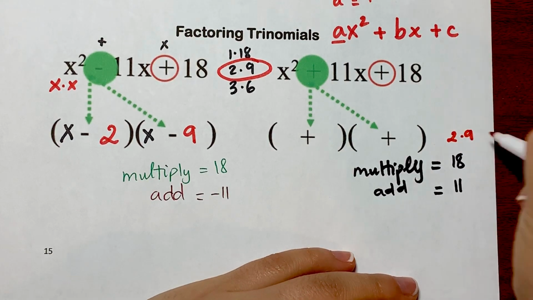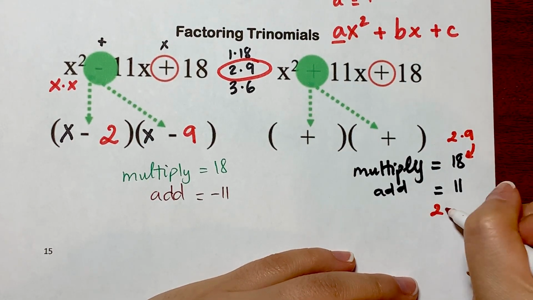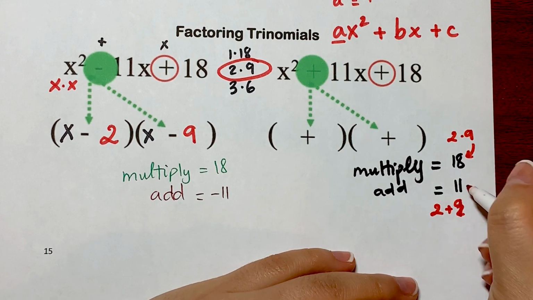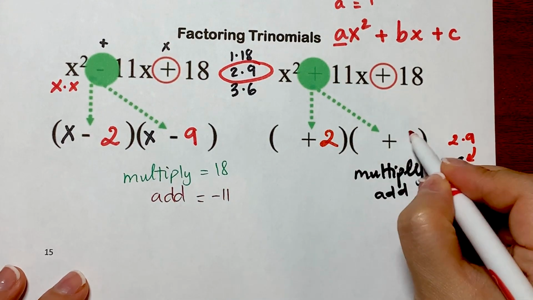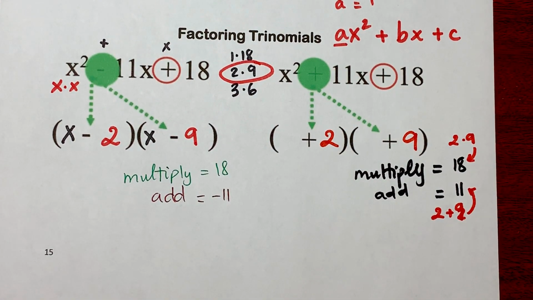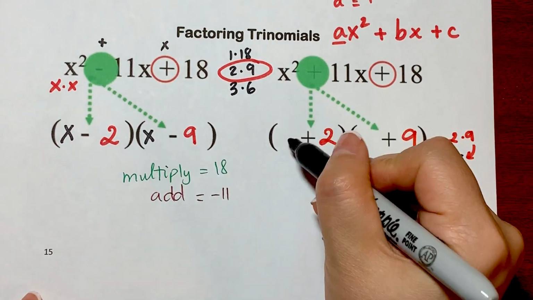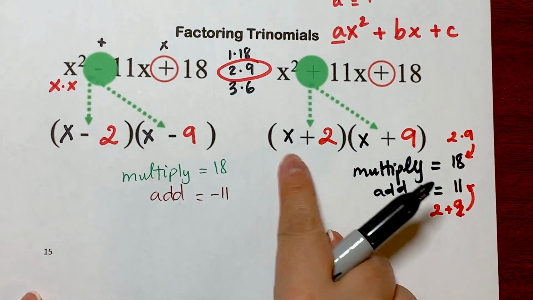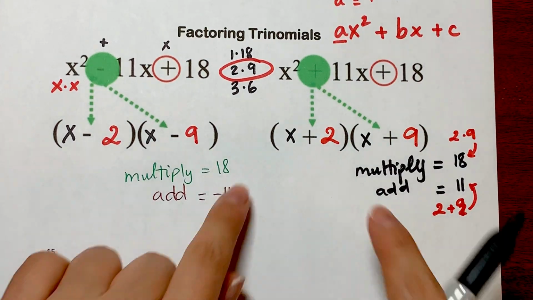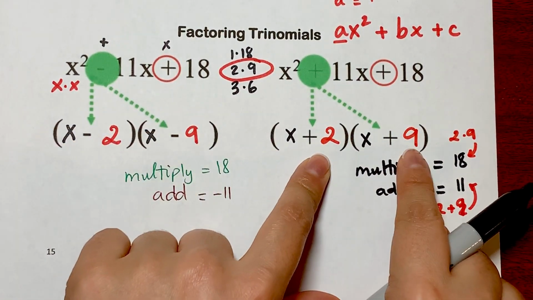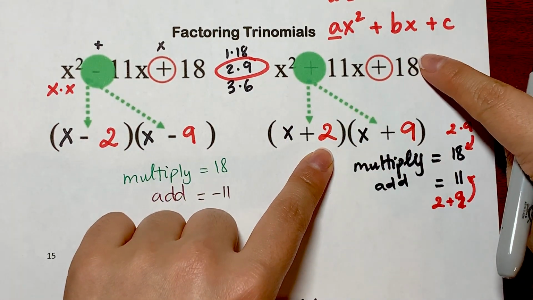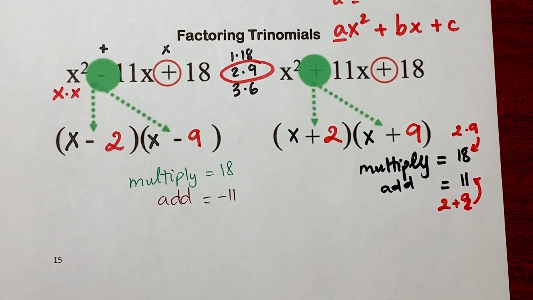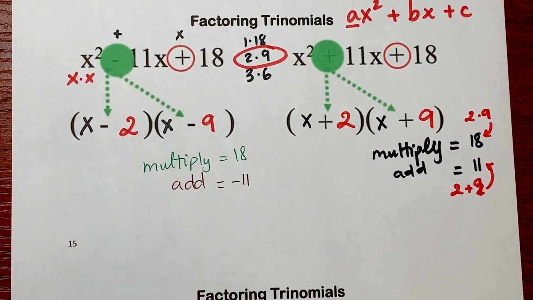So let's check. 2 times 9 gives you 18. Yes. And 2 plus 9, does it give you 11? Of course it does. So 2 and 9 go here. And since x squared is made up of x times x, we're going to have x plus 2 times x plus 9. Again, x times x gives you x squared. 2 plus 9 gives you 11. Positive 2 times positive 9 gives you positive 18. Alright, so this is the case when it's positive on the last term, on c.